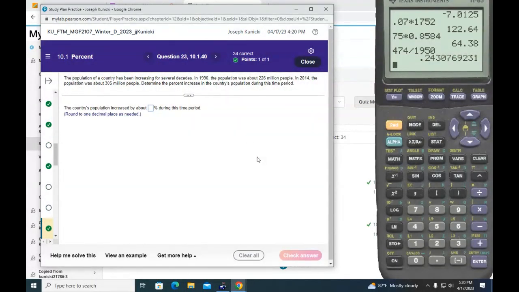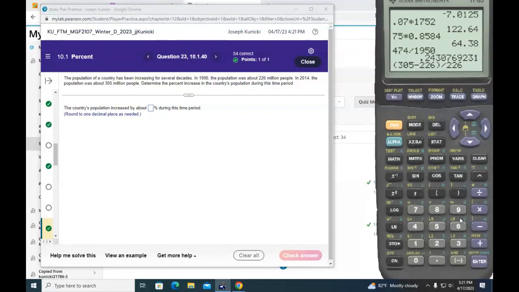Population of a country has been increasing for several decades. In 1990, the population was about 226 million. In 2014, the population was 305 million. Determine the percent increase. Okay. So you would subtract the 2 numbers, right? Well, you take the newer one, the latest. So 305. Notice I use parentheses for the entire numerator, and then the older one is 226. The older one's the base, so I want to know what percentage increase it is over 226.